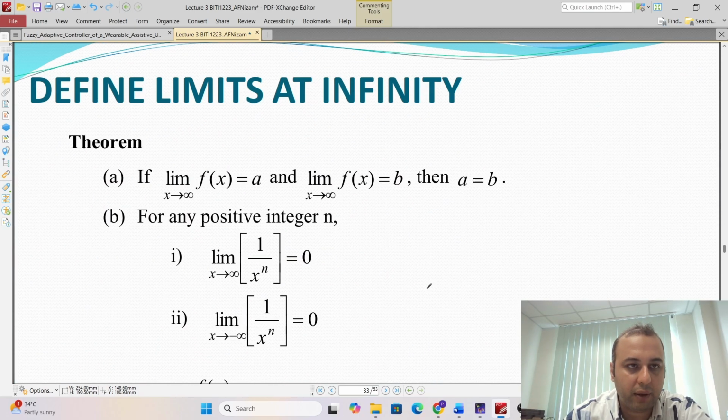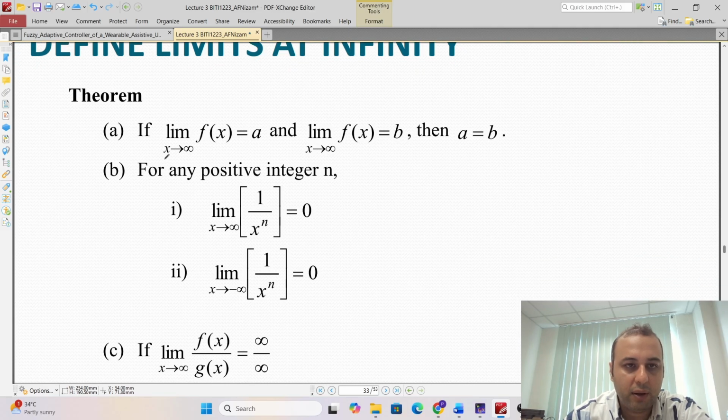Okay, what we have here, define the limit as infinity, if now x is going to infinity. Okay.